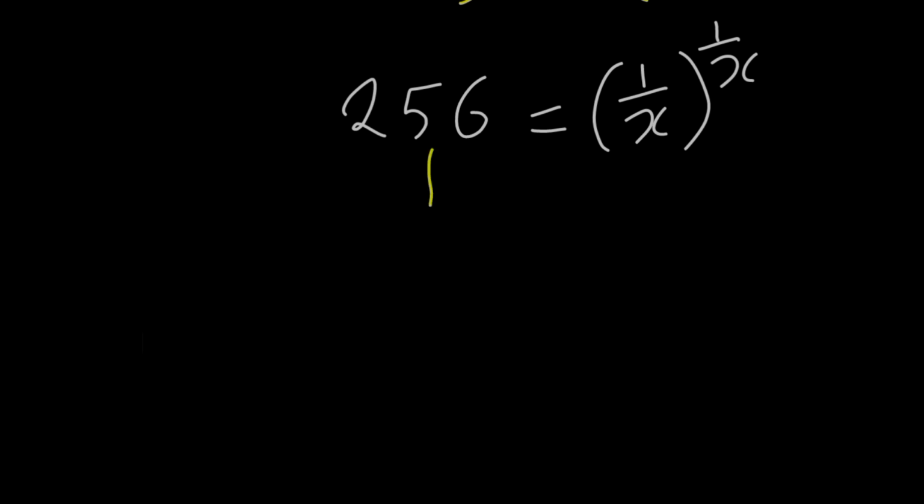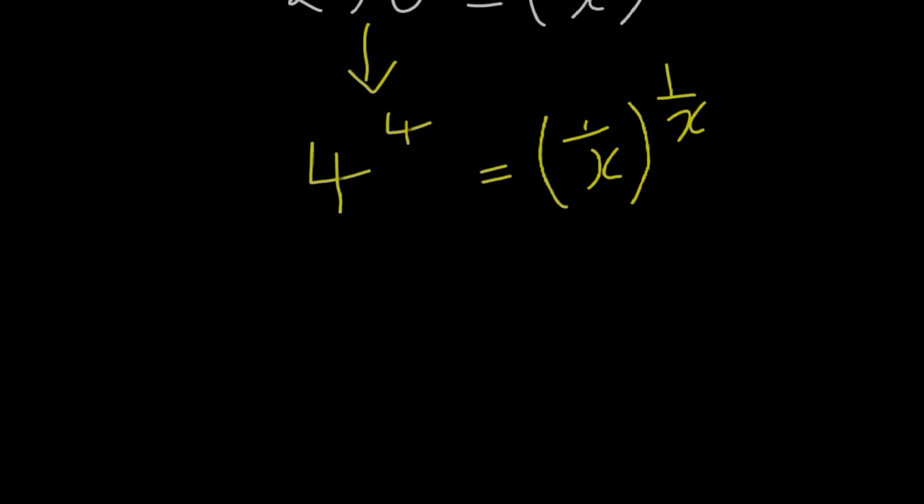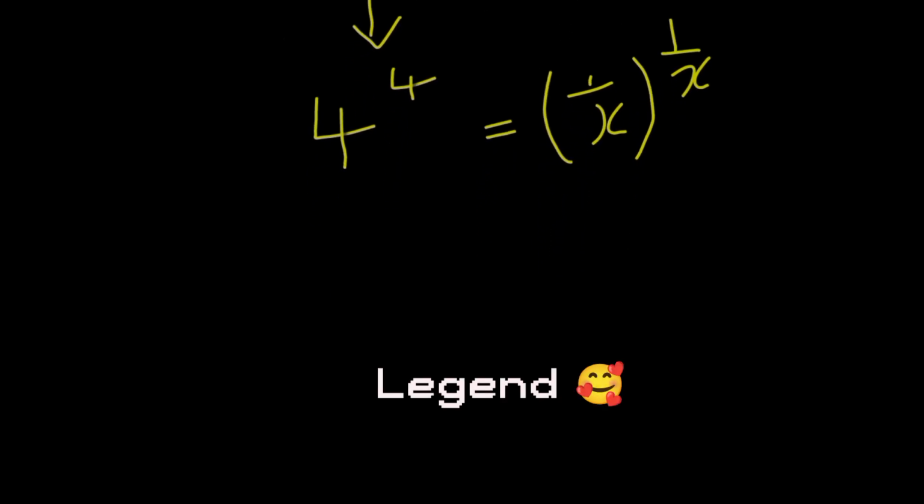So the next brilliant move here will be to rewrite 256 as 4 to the power of 4. Then this equals 1 over x, all to the power of 1 over x. If you know you guessed this next move correctly, type legend in the comments.